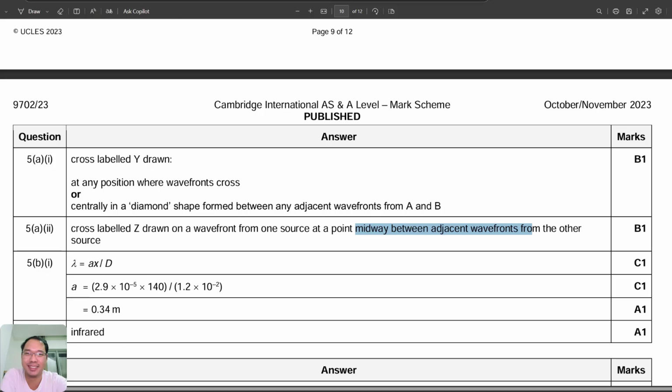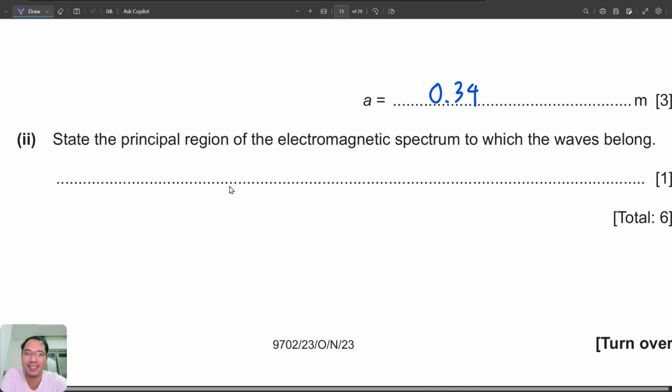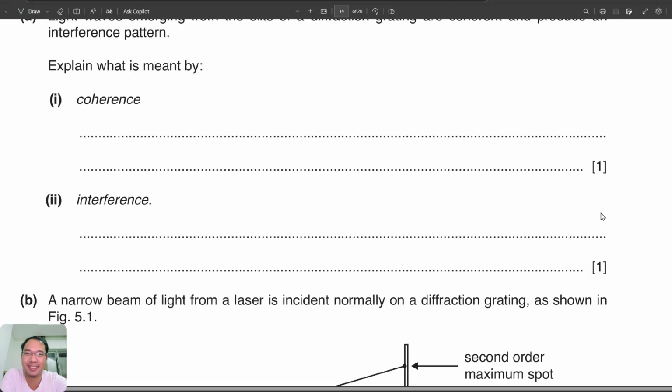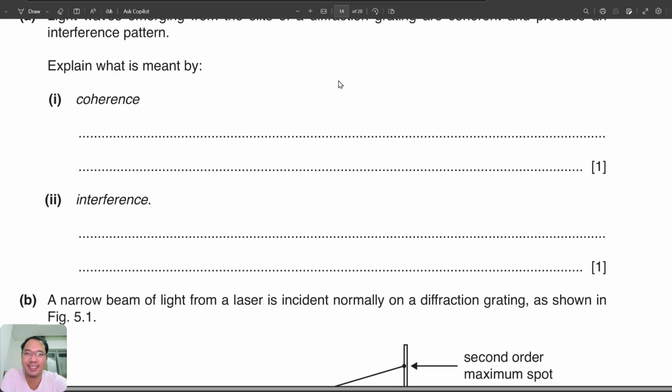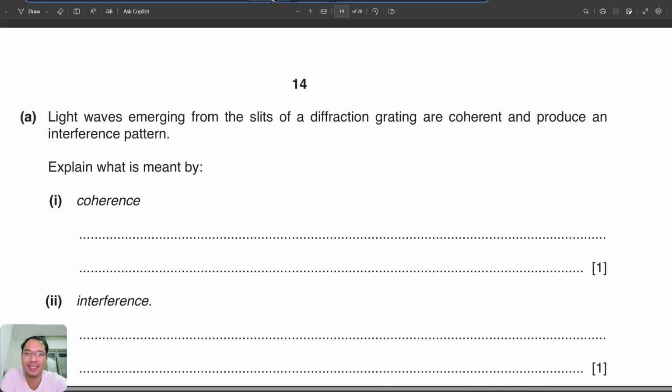Okay, infrared, that should be the answer. Infrared. Okay, one last question, also about waves, in the paper in 2019, question paper 2-3 in winter, November.